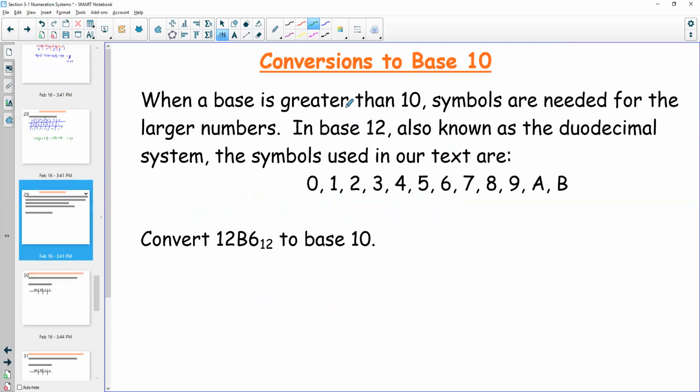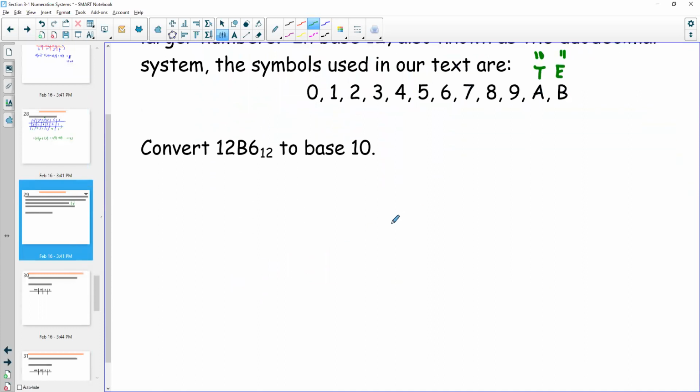You are going to see this in 2 different ways. Sometimes the system uses A and B. Sometimes they make it T and E. We know that T stands for 10 in our system and E stands for 11, and that's okay, or A and B. So we do it exactly the same way we would.